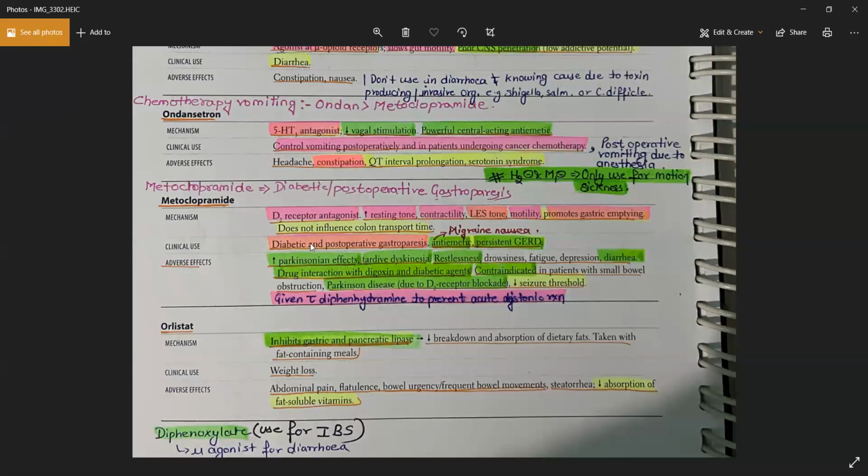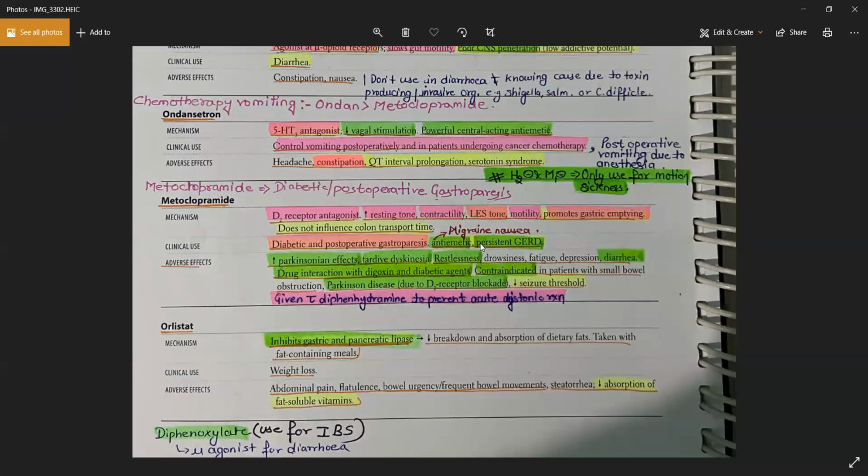Mainly for the diabetic gastroparesis, and also for the post-operative one. For the antiemetic, you will use them in the migraine-induced nausea only. Okay, for the post-operative nausea and for the chemotherapy-induced nausea, you will use the ondansetron. Okay, please remember, for the gastroparesis, metoclopramide. For the nausea and vomiting, you will use the ondansetron.